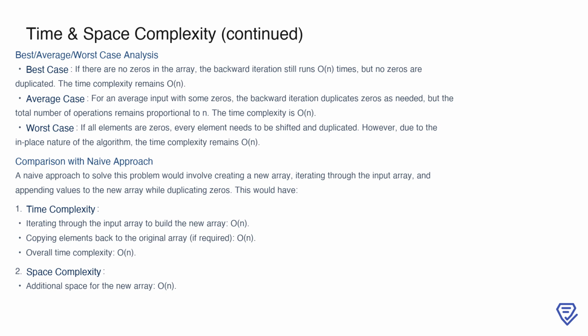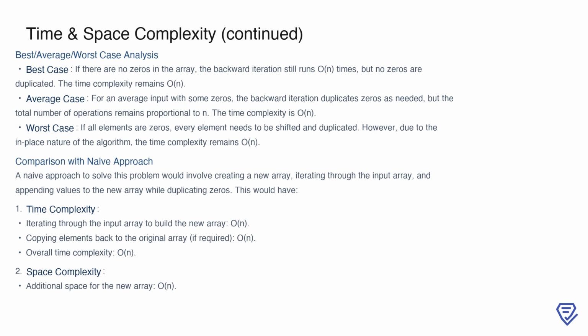In the worst case, where the array consists entirely of zeros, every element needs to be shifted and duplicated, but because the algorithm operates in place, the time complexity is still O(n). Compared to a naive approach that creates a new array, the given solution is significantly more space efficient.